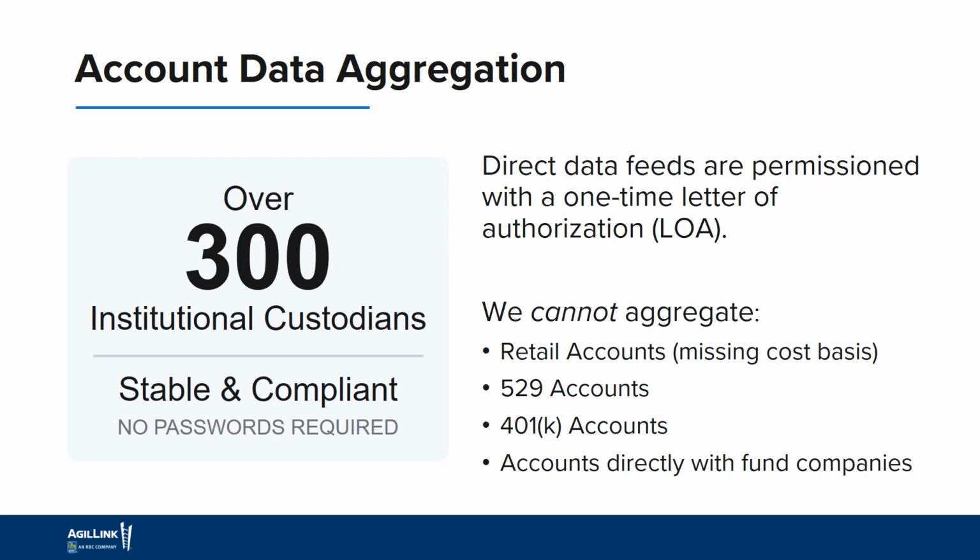AgilLink aggregates data from over 300 institutional custodians. These are direct feeds that are permission-based on a one-time letter of authorization. The authorization process makes this a highly operationally stable process. This process is secure, stable, and compliant. There are no passwords involved, and no taking custody of these accounts. There are certain accounts that AgilLink cannot aggregate using this type of aggregation method. This includes retail accounts, 529 accounts, 401k accounts, and accounts directly with fund companies.